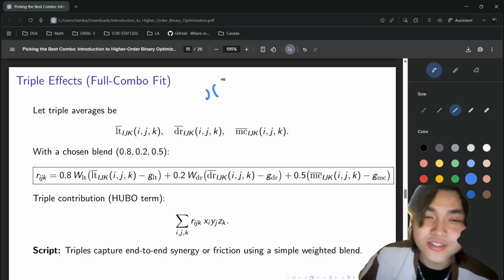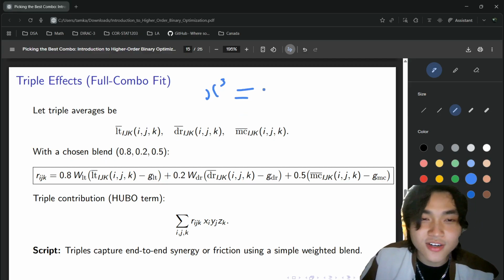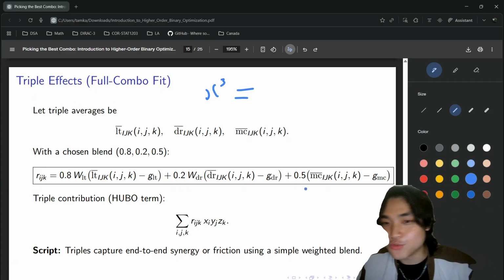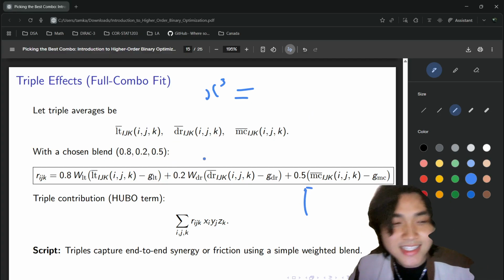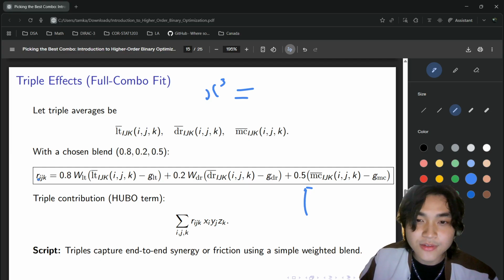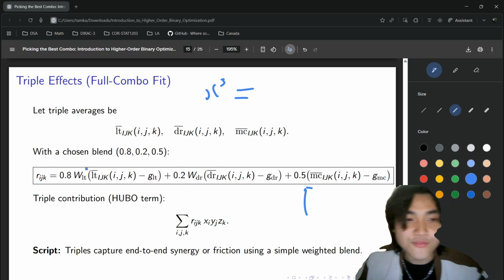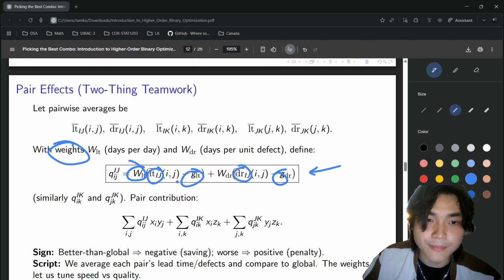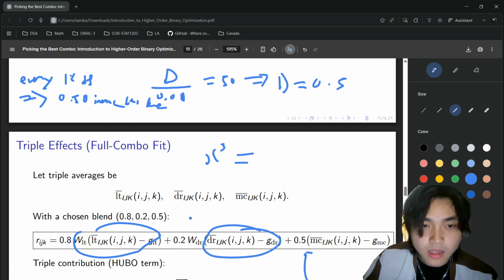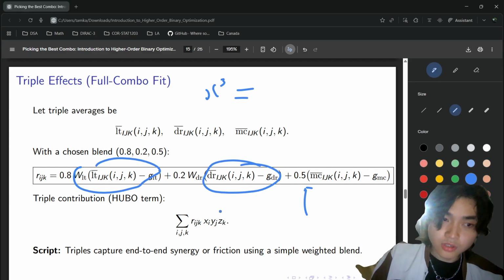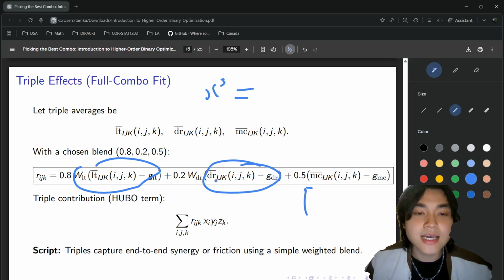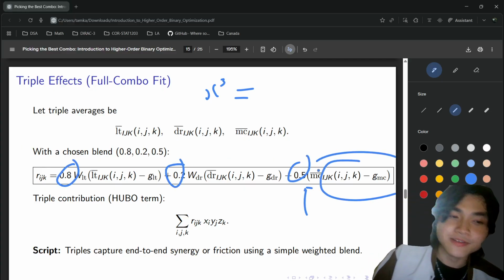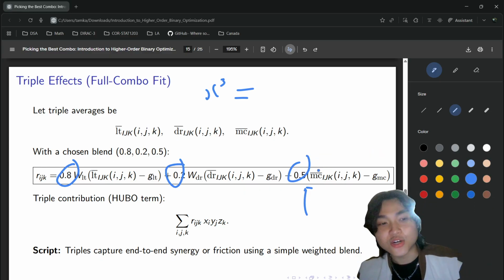Okay, now let's talk about third order. So for third order, which is triple effects, what we'll be doing is quite similar to what we did just now. The only difference is that for the coefficient that we have here, we have more things to consider. Like for example over here, this is what we have from the previous formula for a pair. It's actually the exact same. But what we'll be doing more in this case is that we are introducing more weights and also the third variable here for us to compute the coefficient.